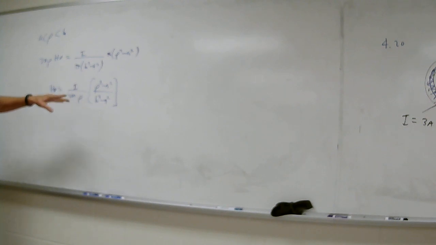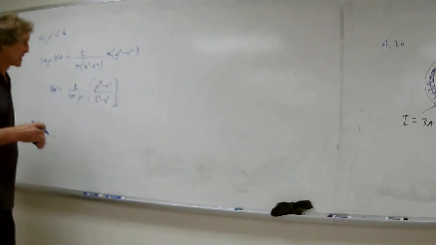And it's got an odd kind of shape, but it's not hard to actually track the shape. It starts at 0 at rho equal a, and it goes to I over 2 pi b at rho equals b. It's really a bent line. It's not exactly straight, but there's not a whole lot of bend to it. I'll try to draw this in a second.